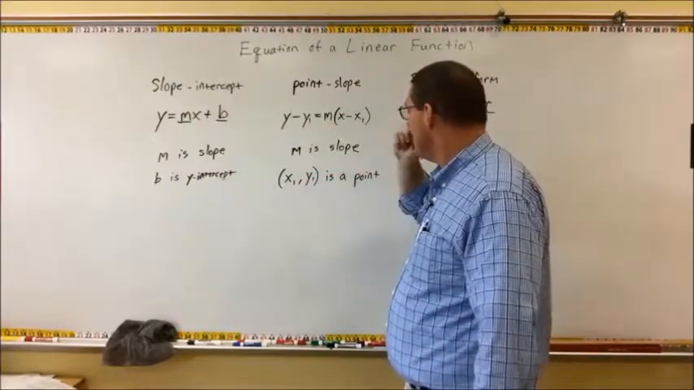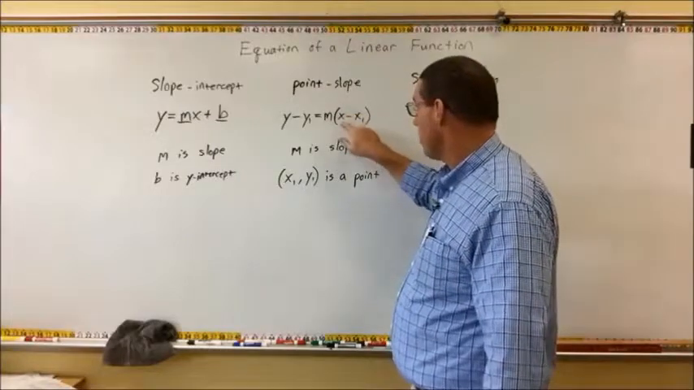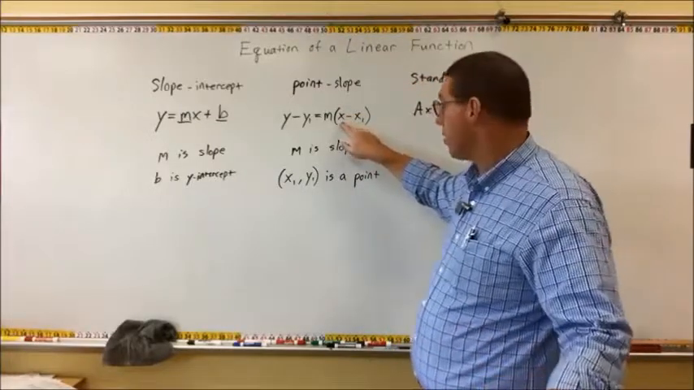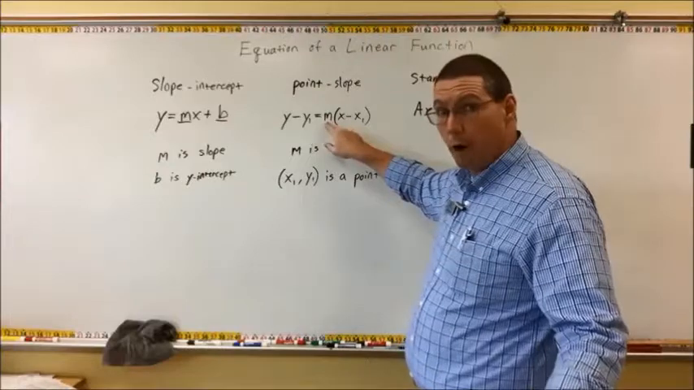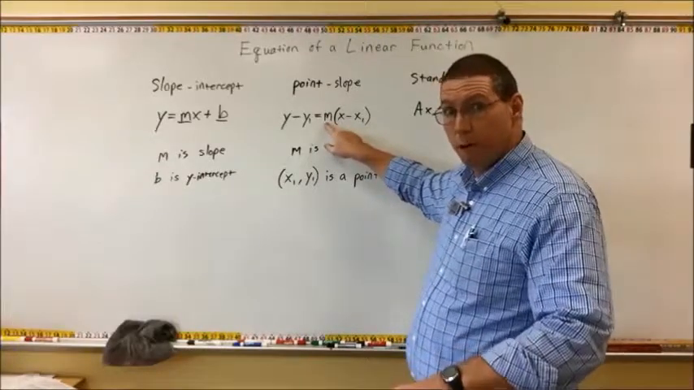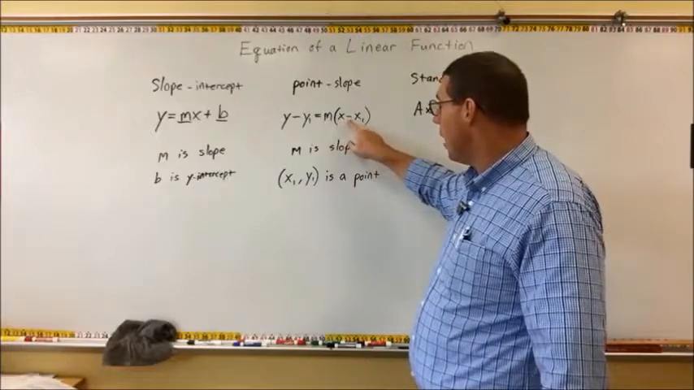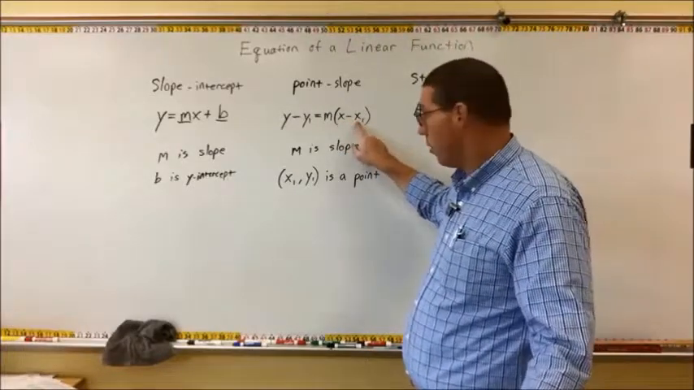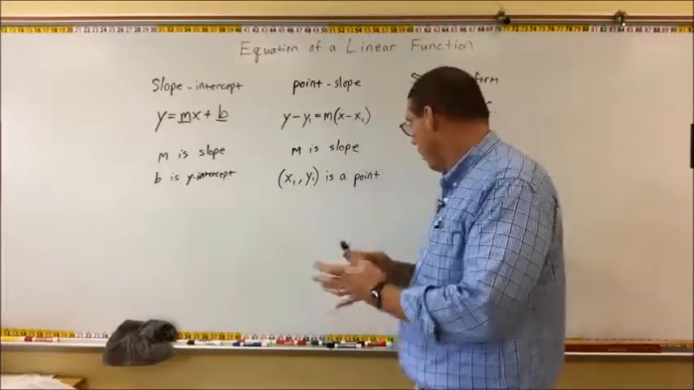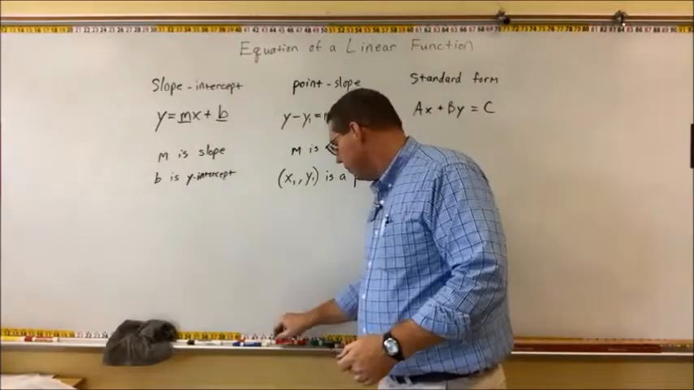Equals m times, parenthesis, x, you're just going to put the letter x there. So for m, you're going to put a number here also. You're going to put the slope, whatever the numeric slope is, you're going to put it right there. Then you're going to put the letter x here, minus, and then x1 is a number. So let me show you an example.